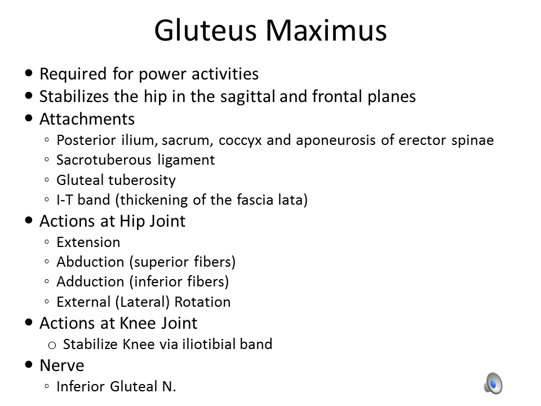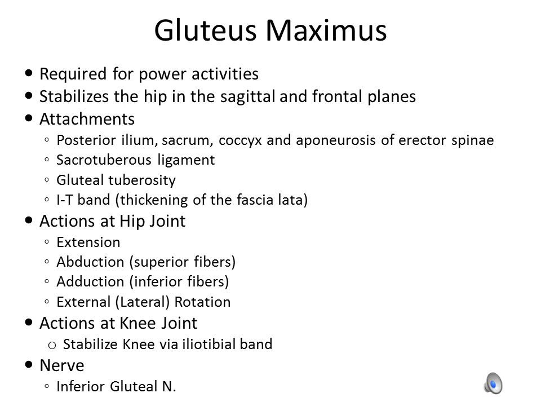The attachments of the gluteus maximus include the posterior ilium, sacrum, coccyx, and aponeurosis of the erector spinae, the sacrotuberous ligament, the gluteal tuberosity, and the IT band. The IT band is a connective tissue thickening of the fascia lata.